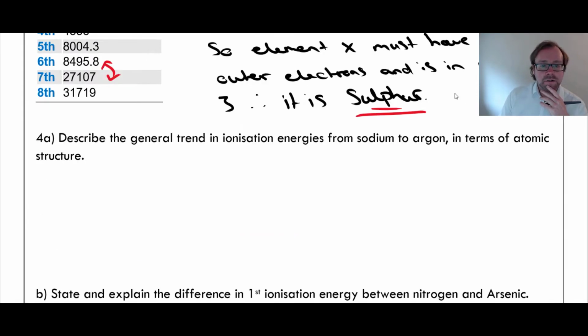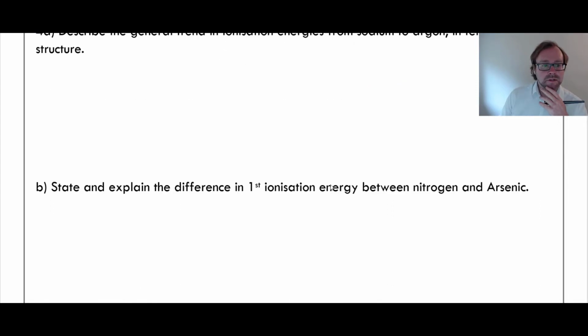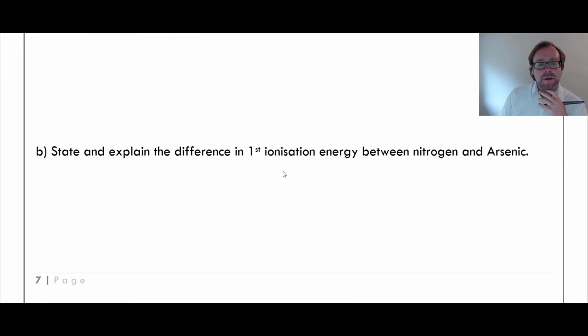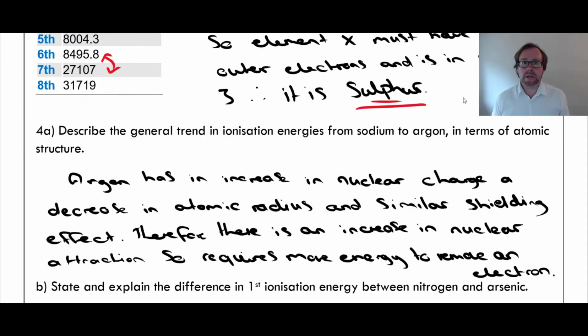Okay, so last two. Describe the general trend in ionization energies from sodium to argon in terms of atomic structure, and state and explain the difference in first ionization energy between nitrogen and arsenic. Okay, so down to you. I'll give you 10 minutes to answer this. Okay, and if you used the answers to the previous question, I'm sure you've worked this out.